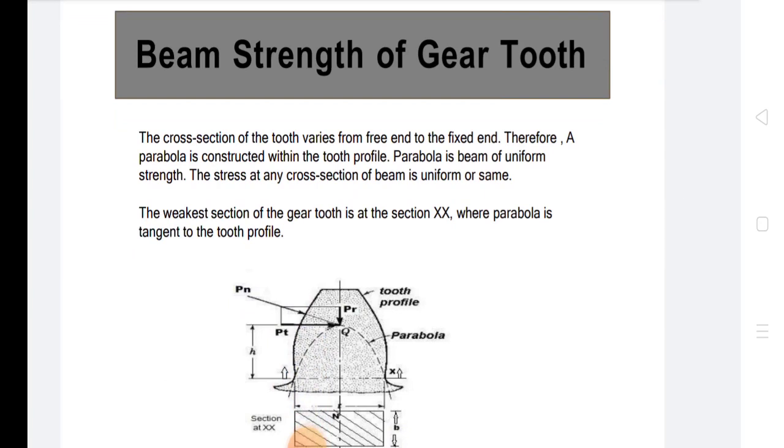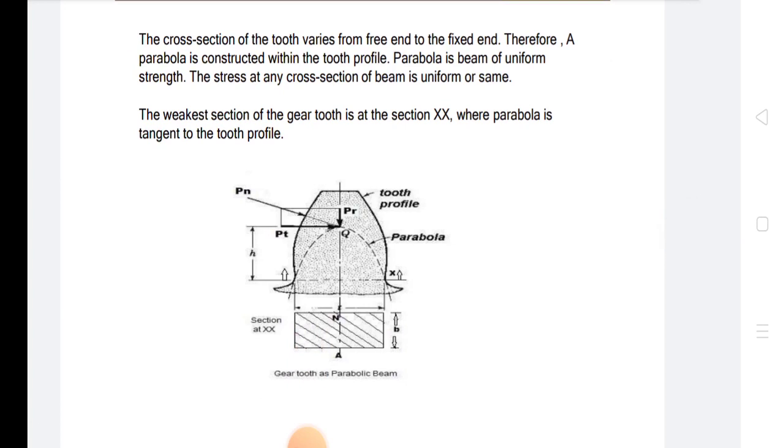In beam strength of gear tooth, the cross section of the tooth varies from the free end to the fixed end. Therefore, a parabola is constructed within the tooth profile. Parabola is a beam of uniform strength. The stress at any cross section of the beam is uniform or same. The weakest section of the gear tooth is at the section XX, where the parabola is tangent to the tooth profile. This is the tooth profile, this is the parabola, this is PN, PT, PR.